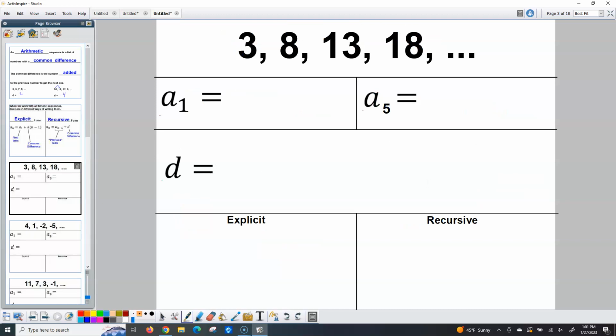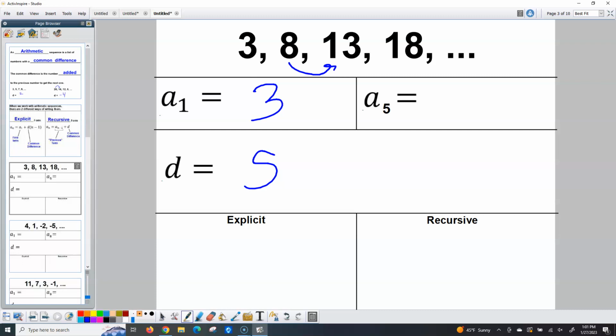So if I've got 3, 8, 13, 18, that sequence is going to go on and on forever, just that list of numbers adding that same difference each time. A sub 1 just means the first term. Please don't miss that on a test or a quiz. The common difference is what I'm adding each time. What I'm adding each time, that's just going to be 5.